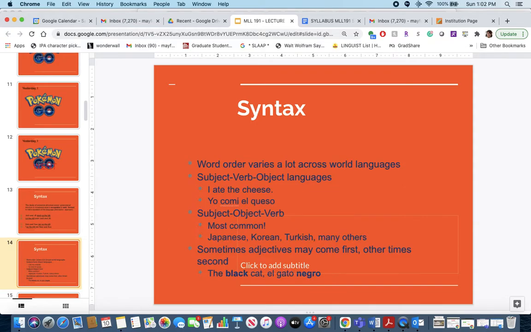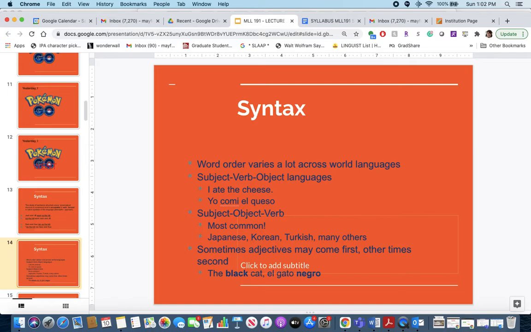So word order varies a lot across different languages. In English, we use subject, verb, object, right? So we would say like I, the subject, ate, which is the verb, and cheese, which is the object. Spanish is also the same. Yo comí el queso, right?